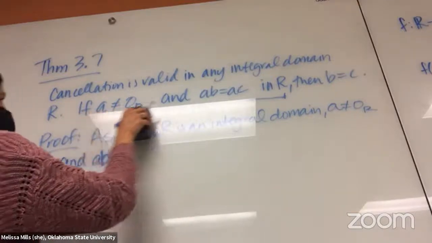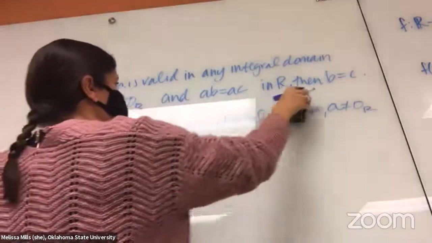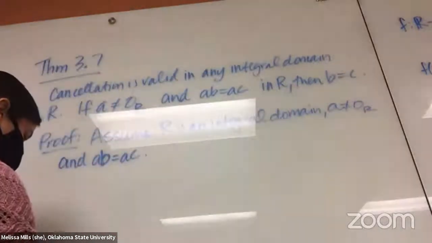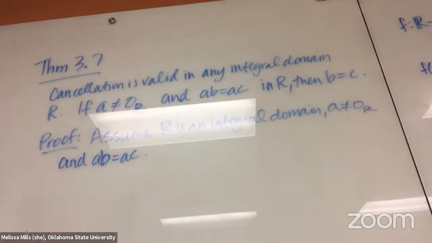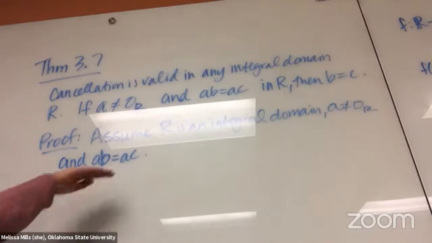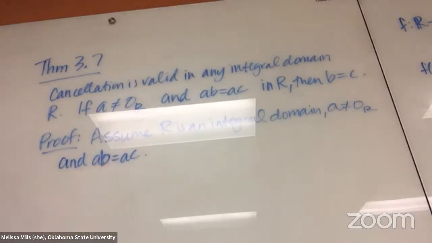And then where do I want to go? What's my last line going to be? That's B equals C. Right, so that's the structure of my proof, the first and last lines. So let's fill it in. What do I need to do here? I've got this, right? So follow your nose. What do I need to do?